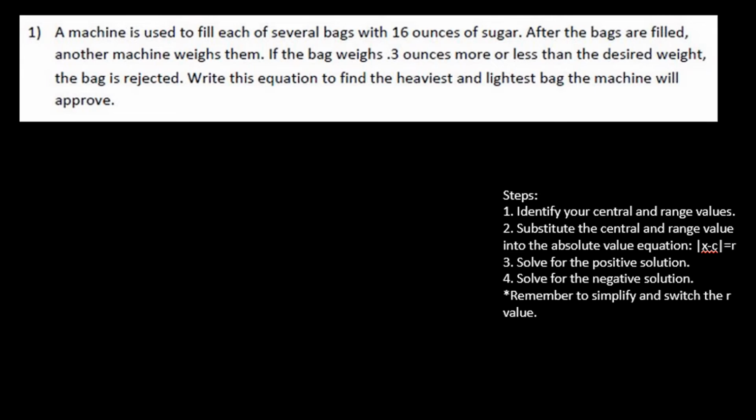Okay, so here I've got some information. We want to first identify our central value and range. Our central value is typically what we want, or it's our middle term, right? It's our middle. So for this problem, let's go ahead and read this. It says the machine is used to fill several bags with 16 ounces of sugar. This is what we want. Okay, and our range value, okay, is like our plus or minus. And it says here 0.3 ounces more or less.